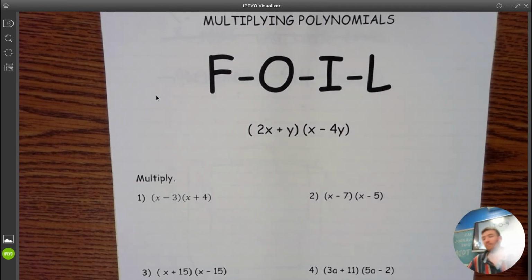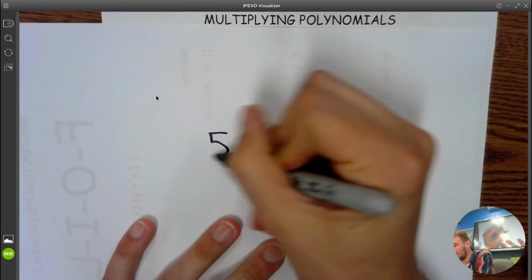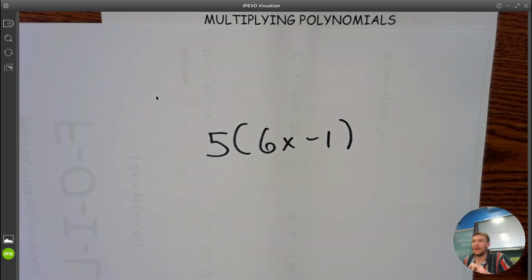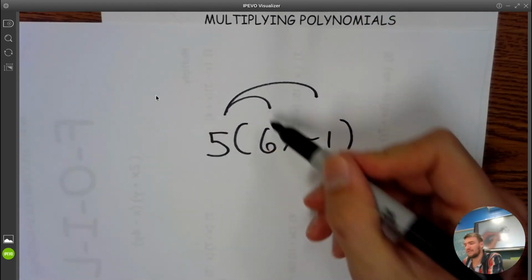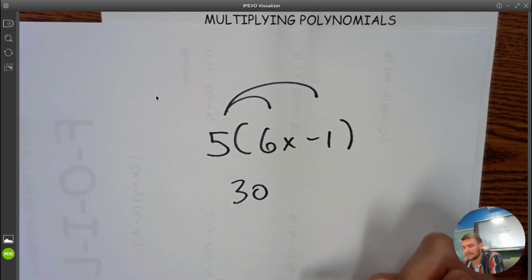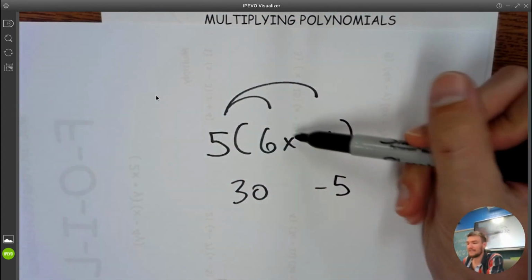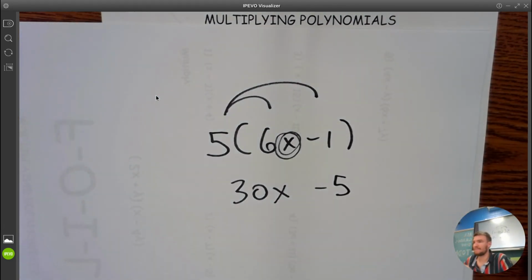So, when we're doing distributing, here's just a random sheet of paper. If we had a question like this, 5 times 6x minus 1, we could totally solve this question. We could use distributing. We could do 5 times 6 makes 30. We could do 5 times negative 1 makes negative 5. Don't forget that there's an x on the 30. Just distributing.